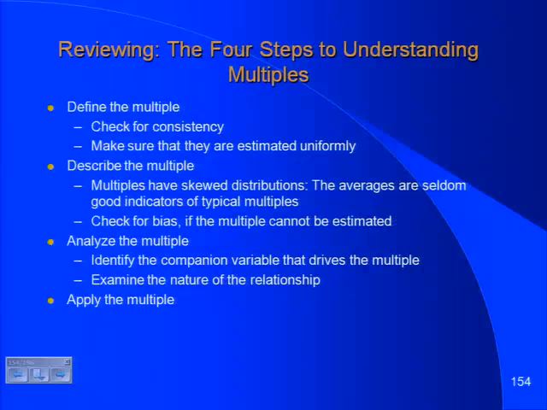That's pretty much what I wanted to say about relative valuation. Define: check the multiple for consistency. Make sure it's estimated the same way across companies. Describe: basically, put up the histogram. Take a look at how asymmetric the distribution is, because it's going to give you a signal of how dangerous it might be to talk about two sigmas and three sigmas when you're talking about an asymmetric distribution.